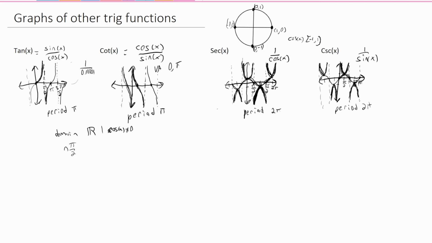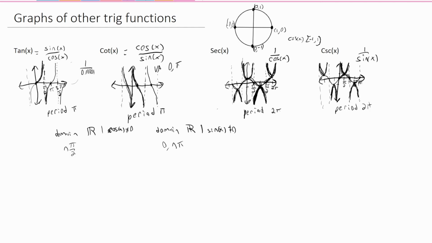So for cotangent, it's every multiple of pi. So again, the domain is all reals such that sine of x does not equal 0. And so this pattern occurs every pi. So n times pi and 0, where again n is an integer.